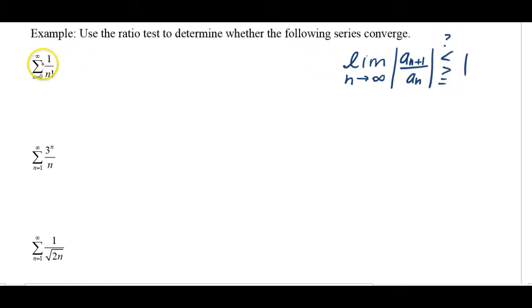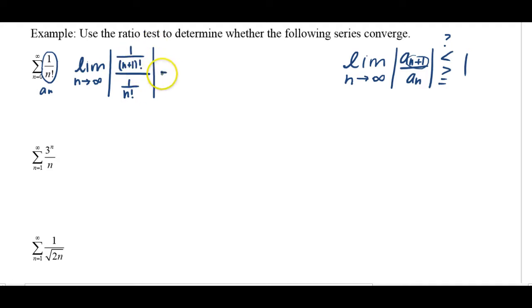So this series has a general term, a sub n, of 1 over n factorial. So we need to set up the limit as n approaches infinity of the absolute value of, so a sub n, the general term, goes on the bottom. So 1 over n factorial goes on the bottom. And what goes on the top is a sub n plus 1. So in other words, n plus 1 is substituted into this n. So on top is 1 over n plus 1 factorial. Absolute value. Alright, so now we're going to do the limit as n approaches infinity.